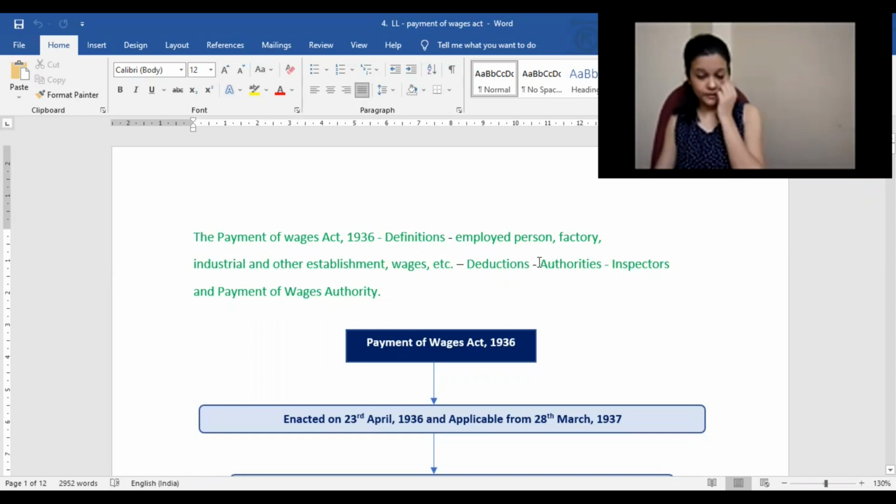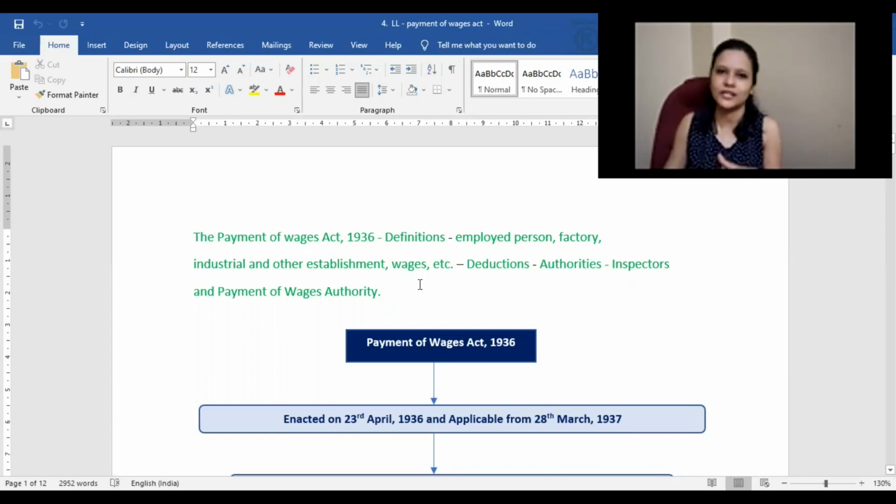So with regard to labor law, Unit 5, we have two legislations: one is the Payment of Wages Act and another one is the Factories Act. The Factories Act we have done. Regarding the Payment of Wages Act, these are the things included in the syllabus: definitions of certain persons like employed person, factory, industrial or other establishments, wages, etc.